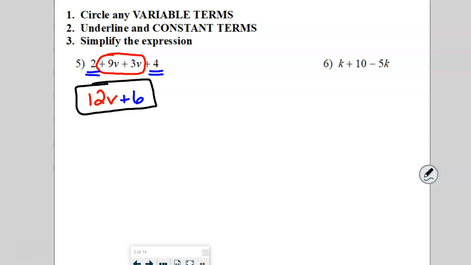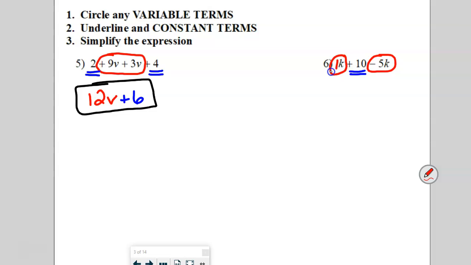All right. Moving on. Here we go. Variable term here, remember that's a 1k. The coefficient on that is always a 1 when you don't see anything. And then here we have a negative 5k. And then this time there's only one constant term.